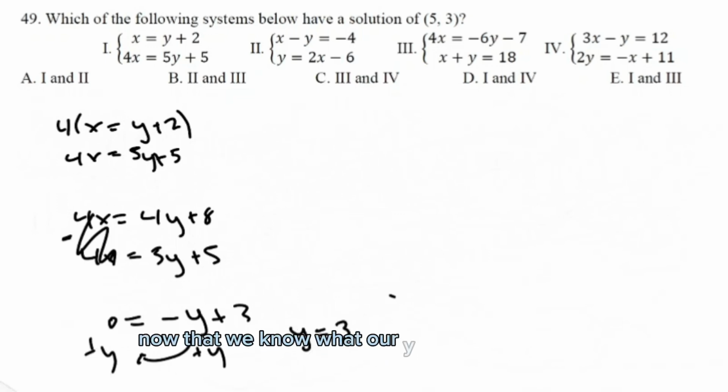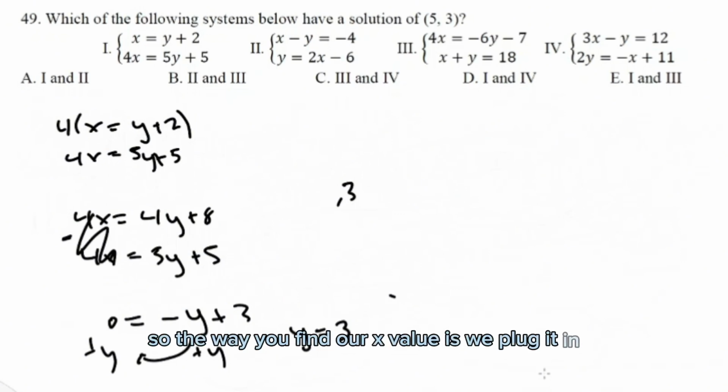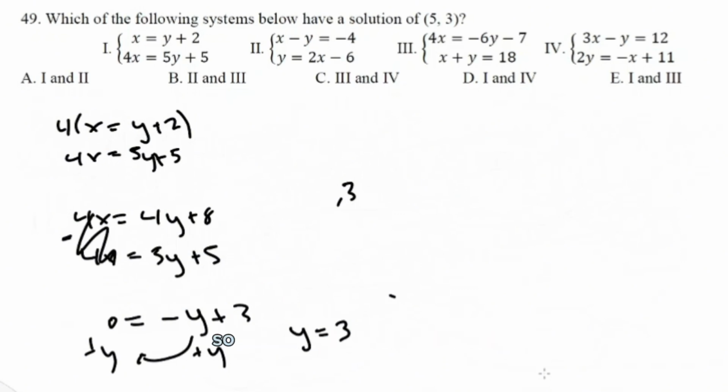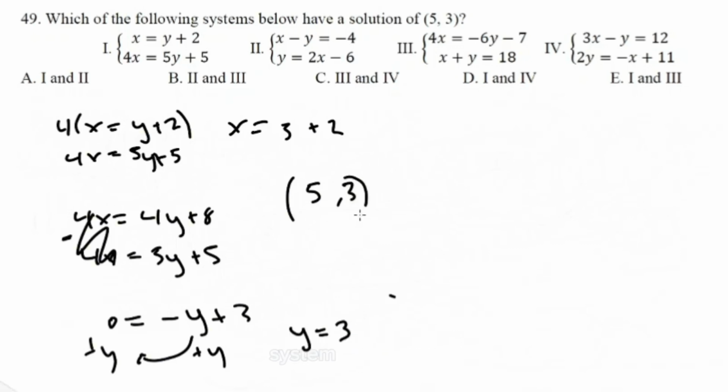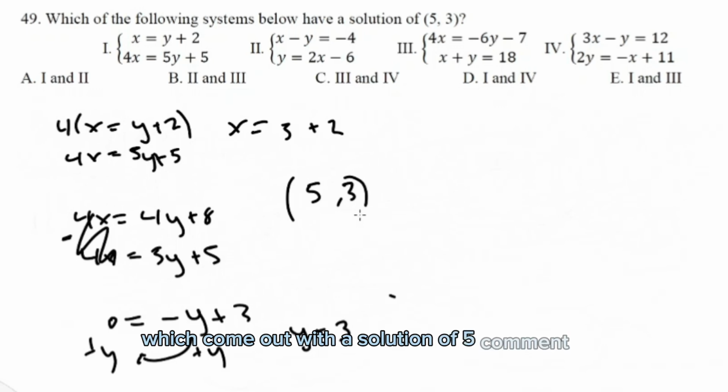Now that we know what our y value is, which is 3, we can just find our x value. So the way we find our x value is we plug it into the original equation. So we have x is equal to y plus 2. We know our y value is 3, so this becomes x is equal to 3 plus 2, x is equal to 5. So this is the correct system of equations which comes out with a solution of 5, 3.